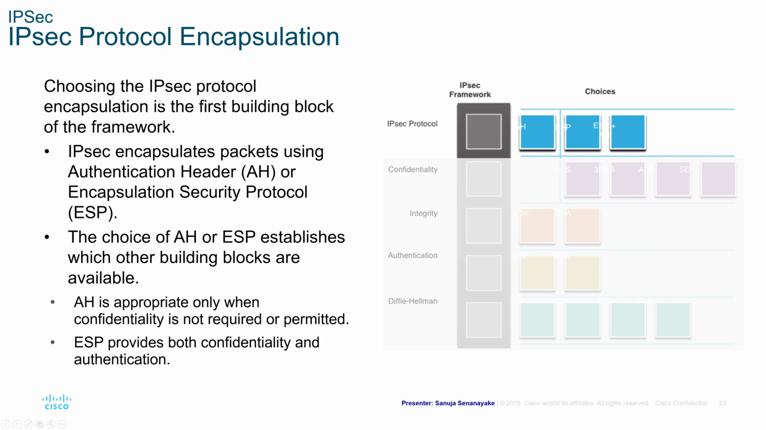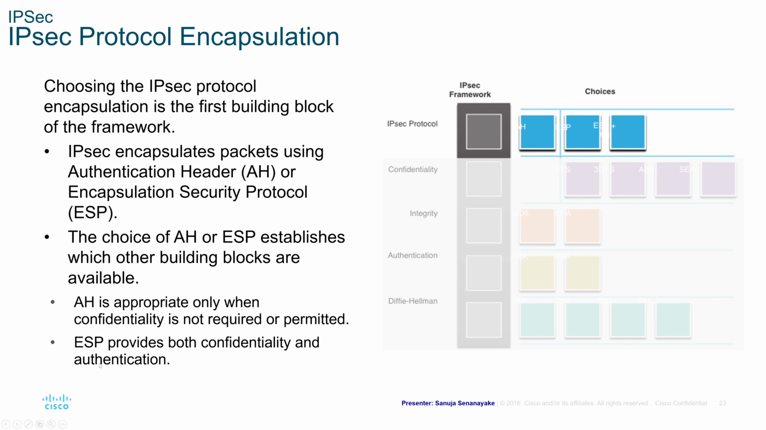So choosing the IPsec protocol encapsulation is the first building block of that framework. IPsec encapsulates packets using Authentication Header, also known as AH, or Encapsulation Security Protocol, also known as ESP. The choice of AH or ESP establishes which other building blocks are available. AH is appropriate only when confidentiality is not required or permitted, while ESP provides both confidentiality and authentication.